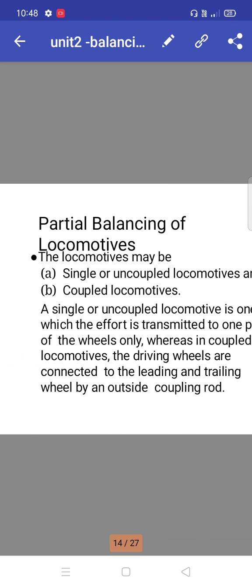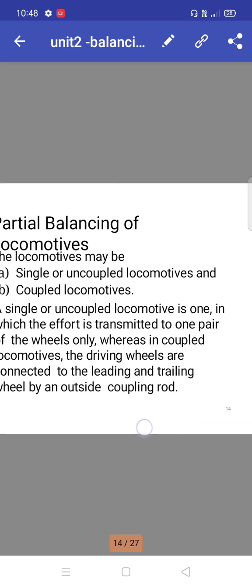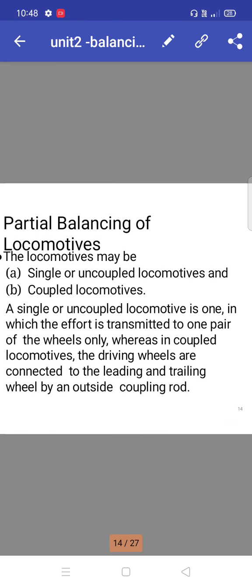So, partial balancing of locomotives. The locomotives may be single or uncoupled locomotives and coupled locomotives. A single or uncoupled locomotive is one in which the effort is transmitted to one pair of wheels only, whereas in coupled locomotives the driving wheels are connected to the leading and trailing wheels by an outside coupling rod.